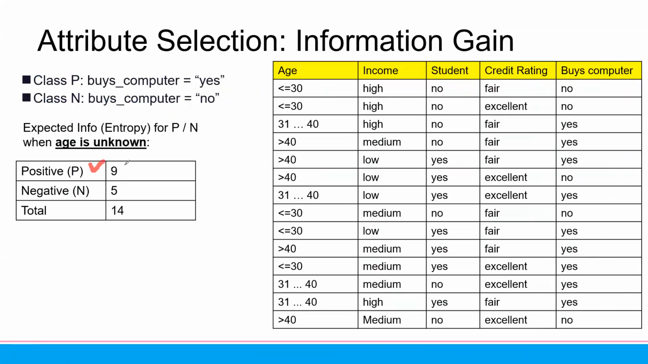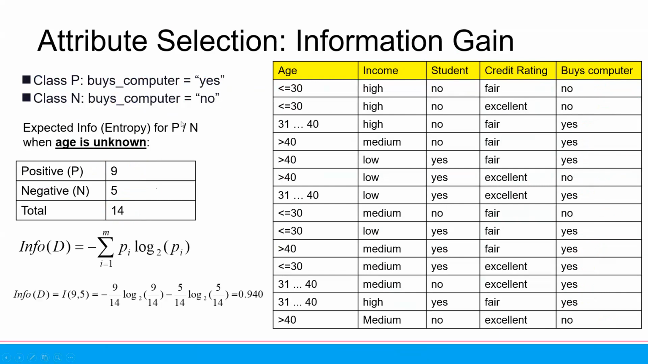So the positive is 9. How can we get 9? 1, 2, 3, 4, 5, 6, 7, 8, 9. Okay. We have negative is 5. How can we get 5? 1, 2, 3, 4, 5. Okay. So in total we have 14 data.